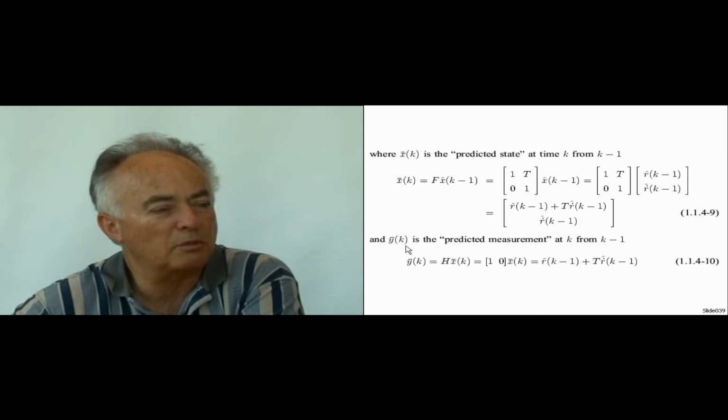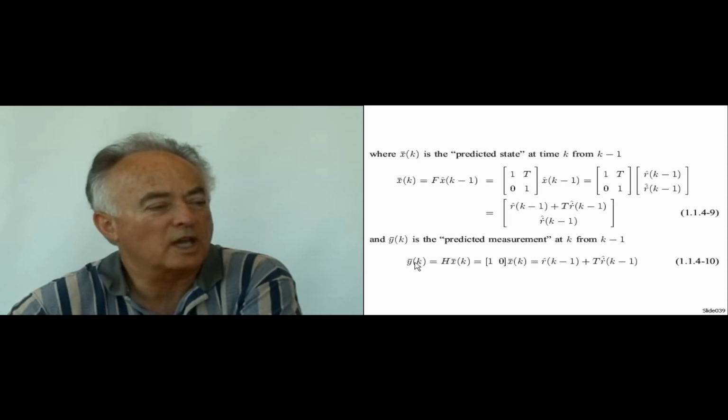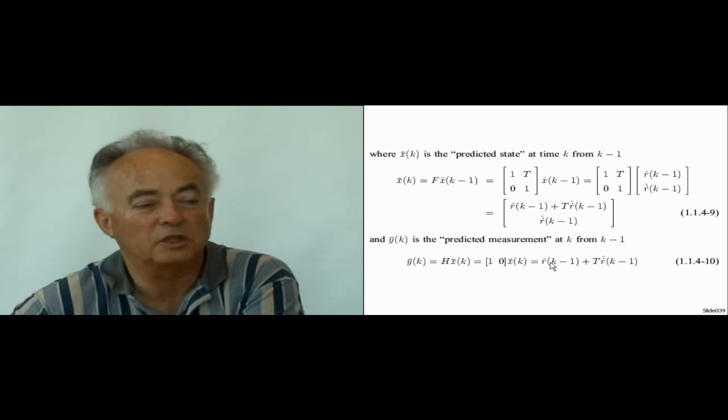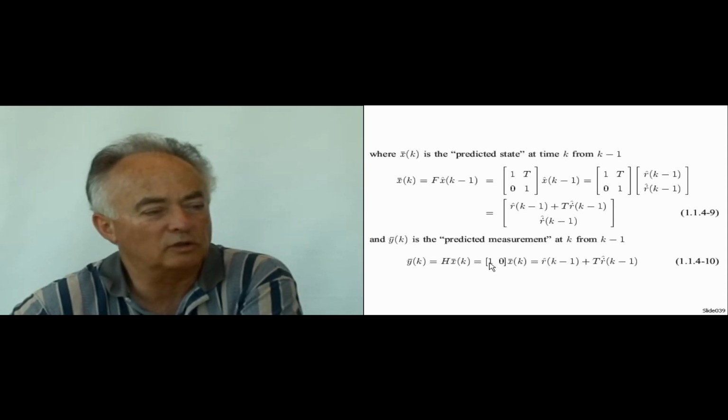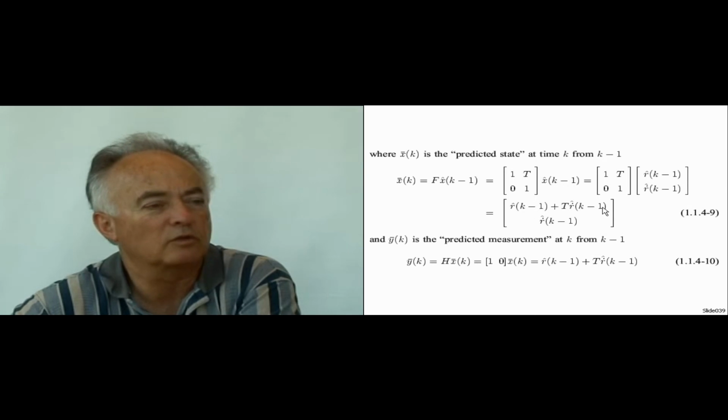Now we need the predicted measurement. Again, we don't know what's the W, the measurement noise, so we take it 0. So y bar k is H x bar k, and this becomes just the predicted position because H is the row vector 1, 0. So this term just picks up the first element of this two-dimensional vector.